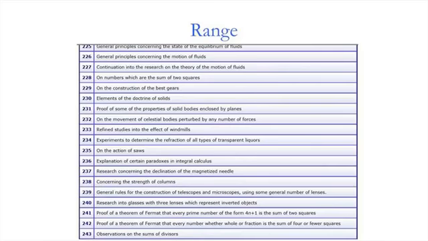Explanation of certain paradoxes in the integral calculus. Now on to magnetization. Research concerning the declination of the magnetized needle. Back to architecture, or structures, concerning the strength of columns. Back to optics, telescopes and microscopes. Optics again, research into glasses. And then my second delight at having chosen this page, proof of a theorem of Fermat that every prime number of the form 4n plus 1 is the sum of 2 squares. Just over 2%.